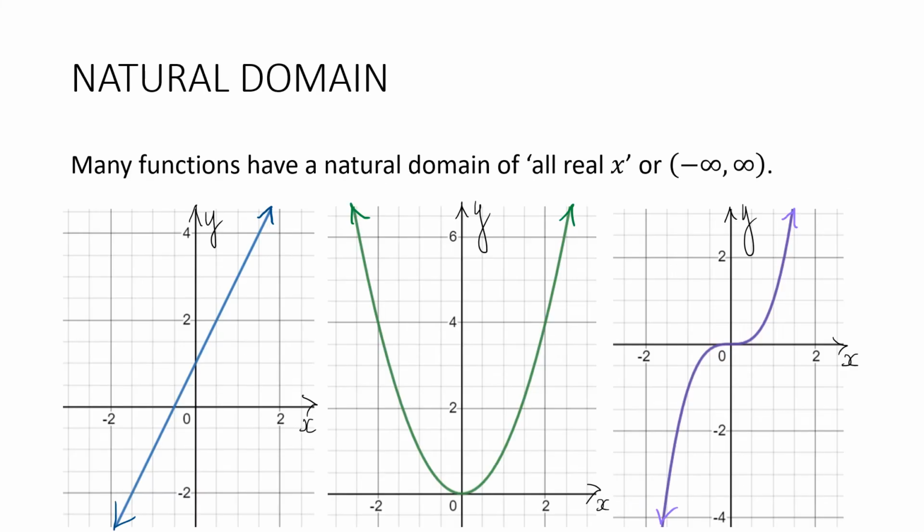Now many functions have a natural domain of all real x, or in soft brackets we can write negative infinity to positive infinity, like these three. Straight line goes on and on forever. There's no x value that doesn't have a corresponding y value. Parabolas as well. There's no x that I can think of that doesn't have a corresponding y value. And cubics.